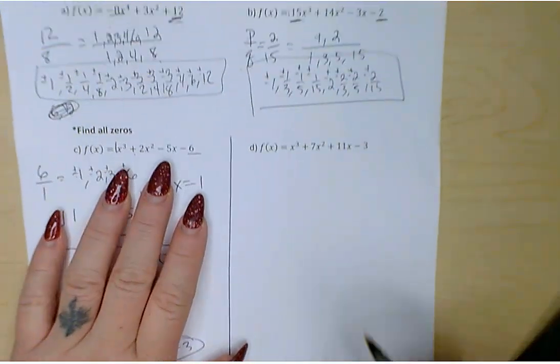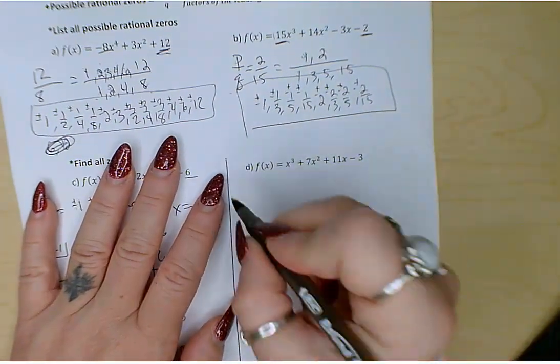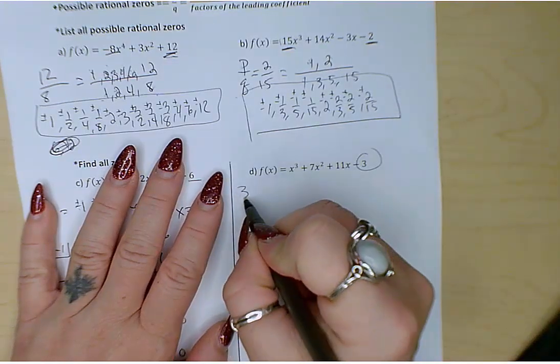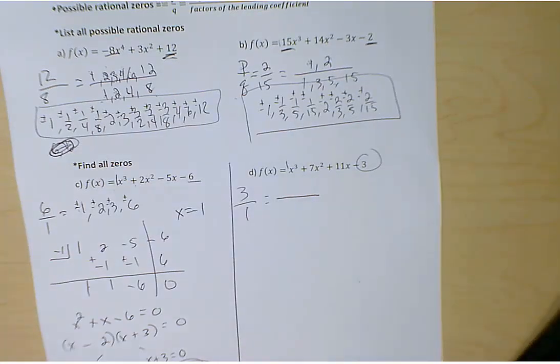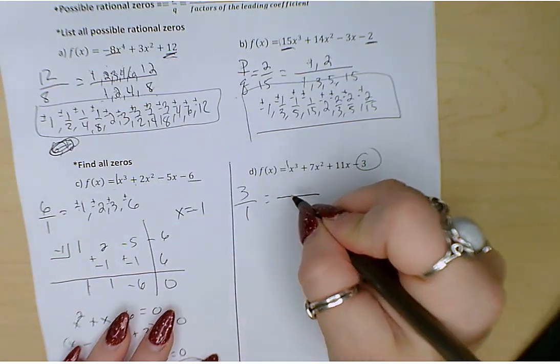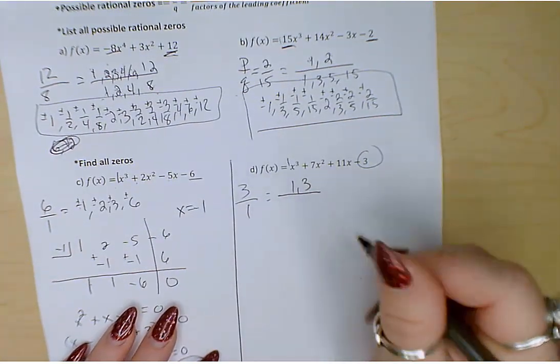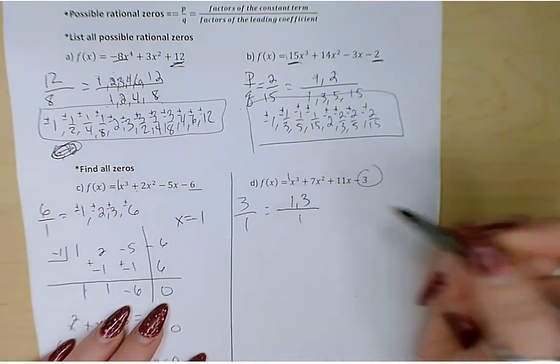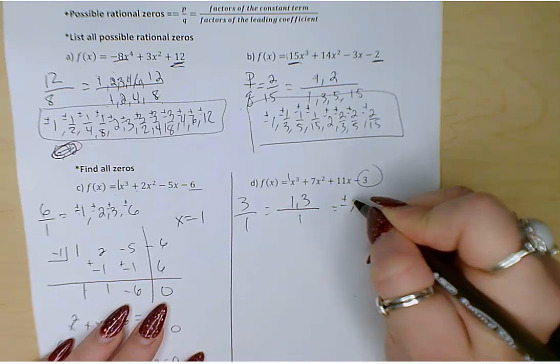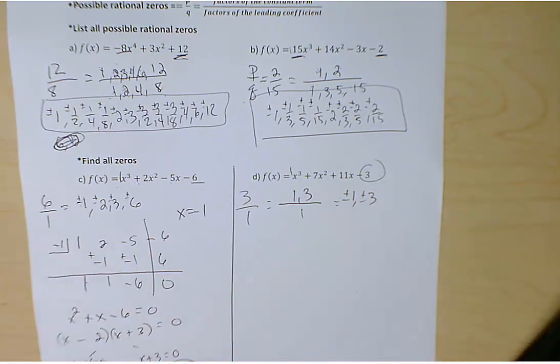Let's do that all over again. So here with this next example, P over Q, last number is a 3, first number is a 1. So that's going to be a short list here. The only way to get a 3 is a 1 times a 3. And 1 is our denominator, so the only way to get a 1 is a 1 times a 1. So this is just plus or minus 1, plus or minus 3 here.